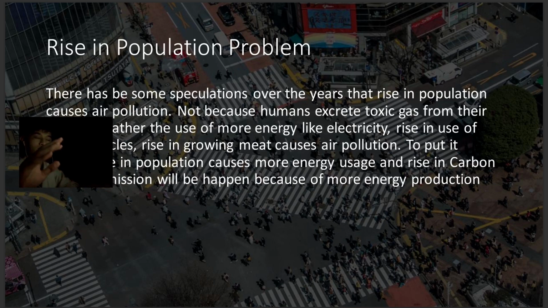The first problem that I'm going to talk about is the rise in population. There has been some speculation over the years that the rise in population could cause air pollution. Not because humans excrete toxic gas from their body, because that's basically impossible, but rather the rise in population causes more energy use, like electricity, more use of vehicles, and a rise in growing meat in order to feed the population. To put it simply, the rise in population causes more energy usage, and the rise in carbon dioxide emission will happen because of more energy production.